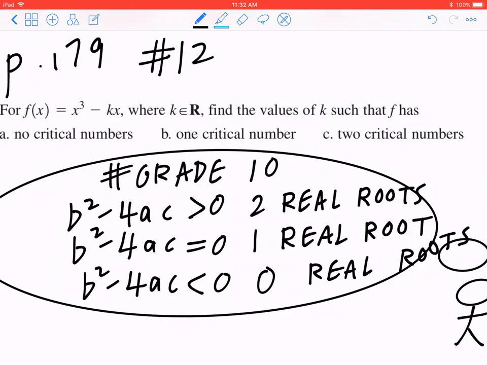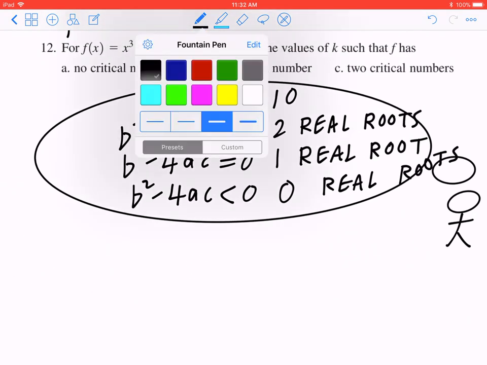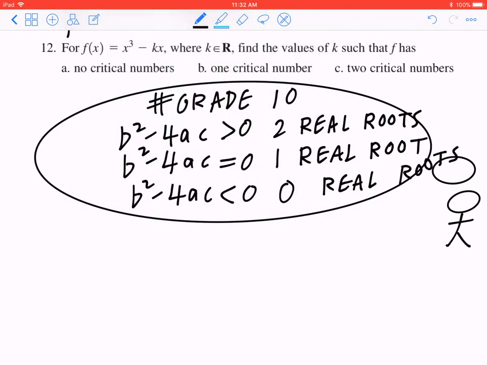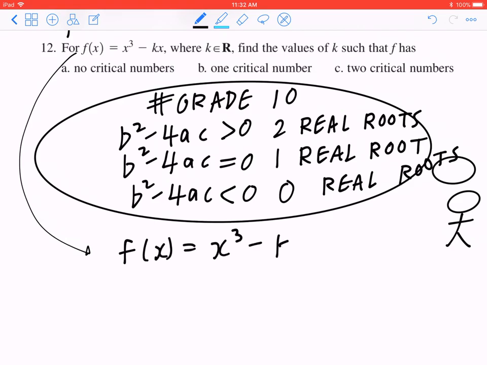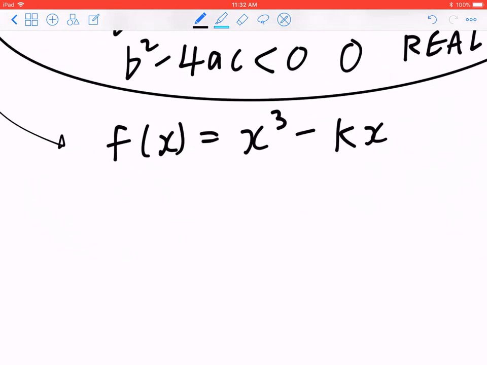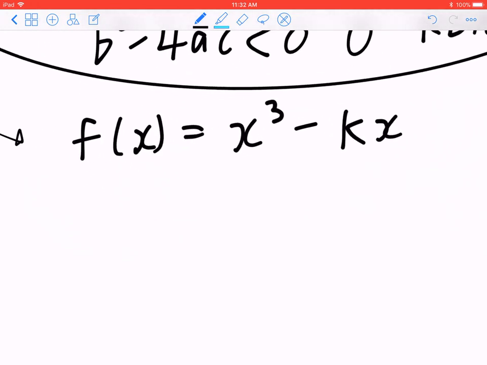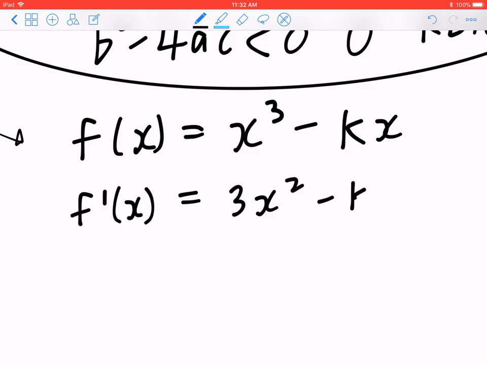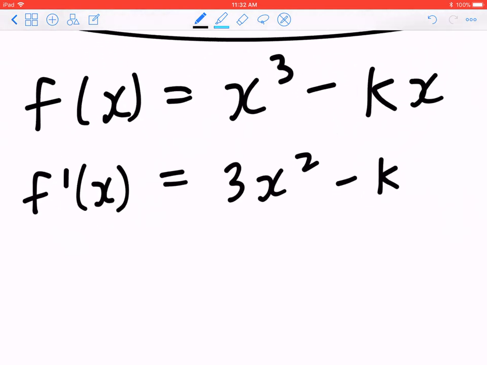You can do this now. If I go back to the question here, step 1, I'm going to copy it. f of x equals x cubed minus k times x. So my first step is to find the derivative. So f prime equals 3x squared minus k.